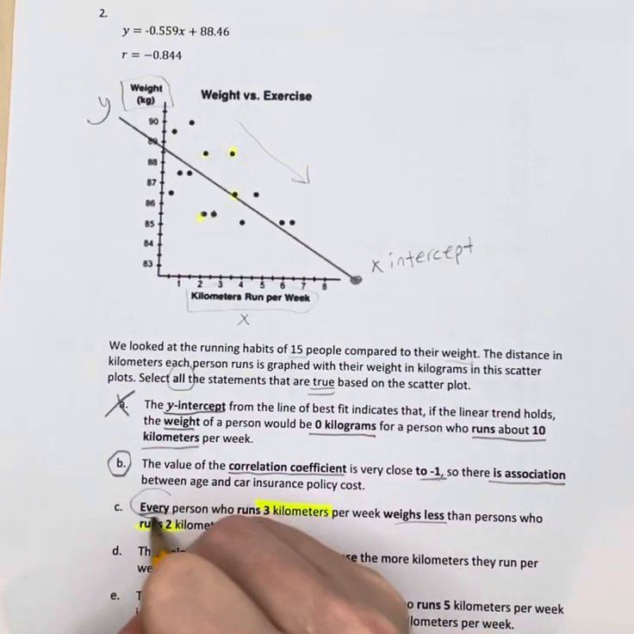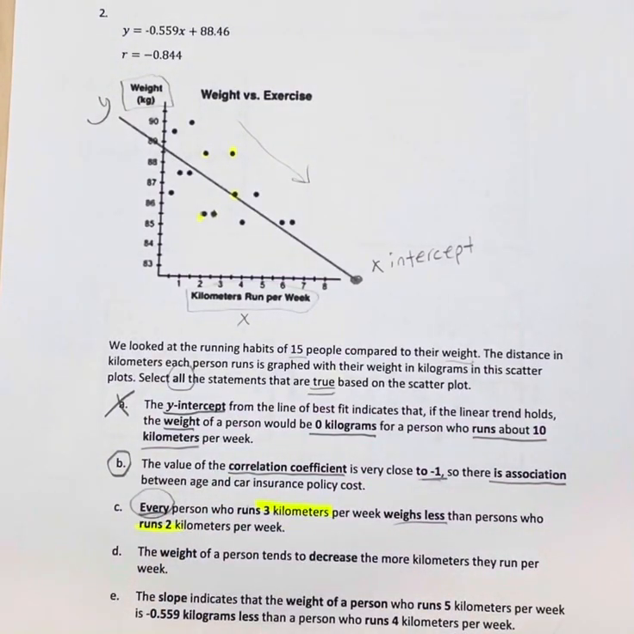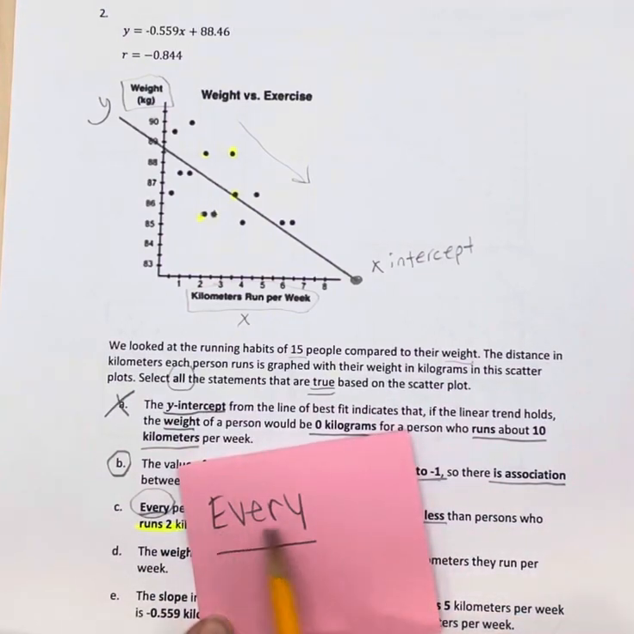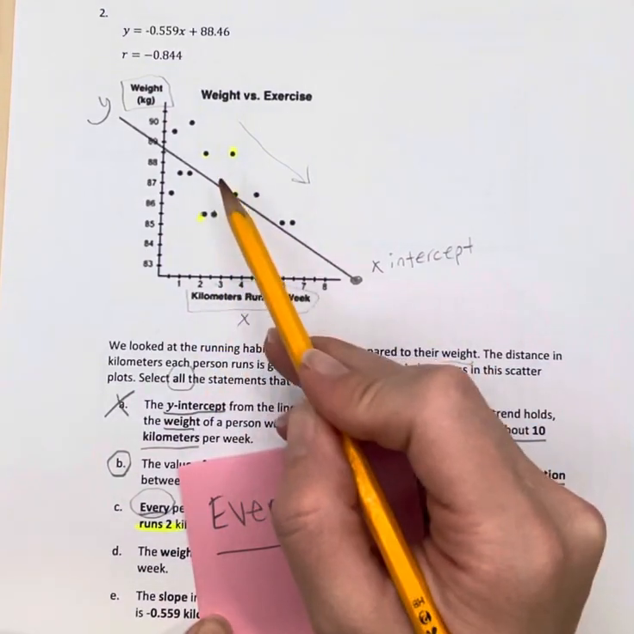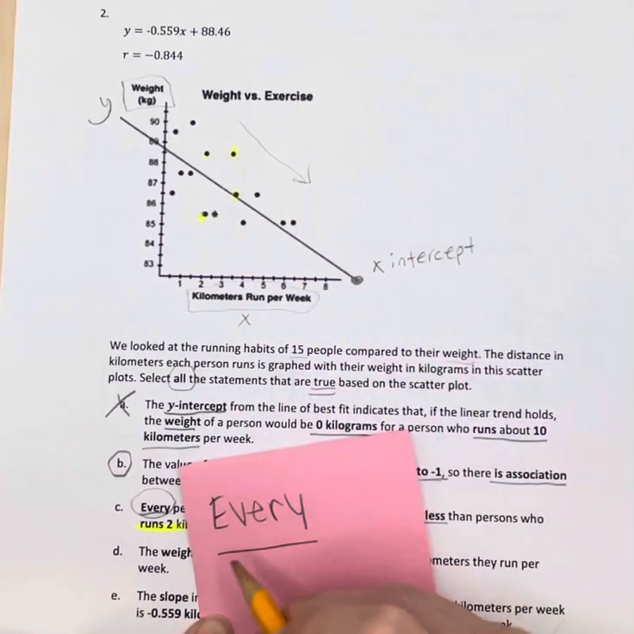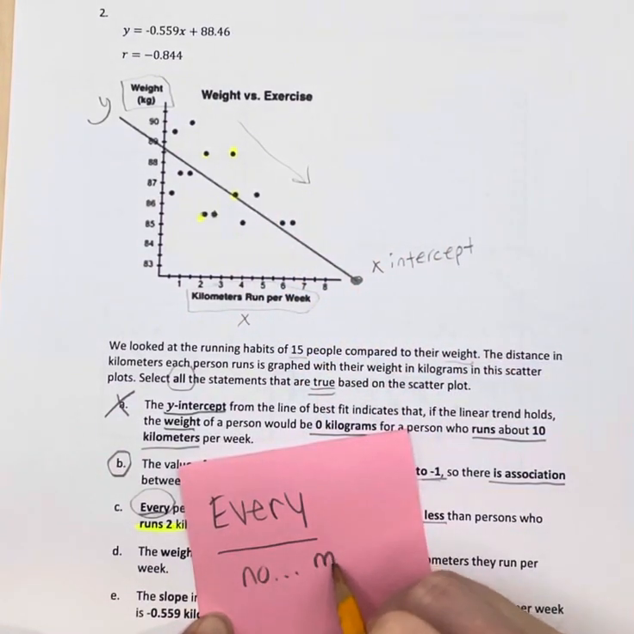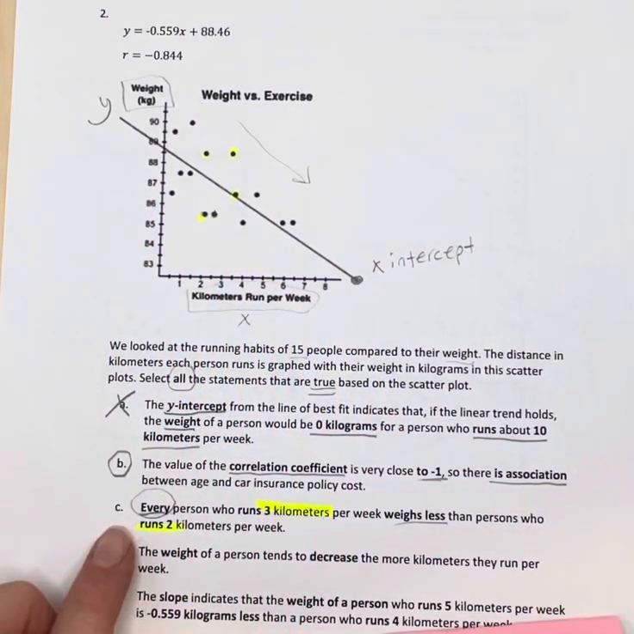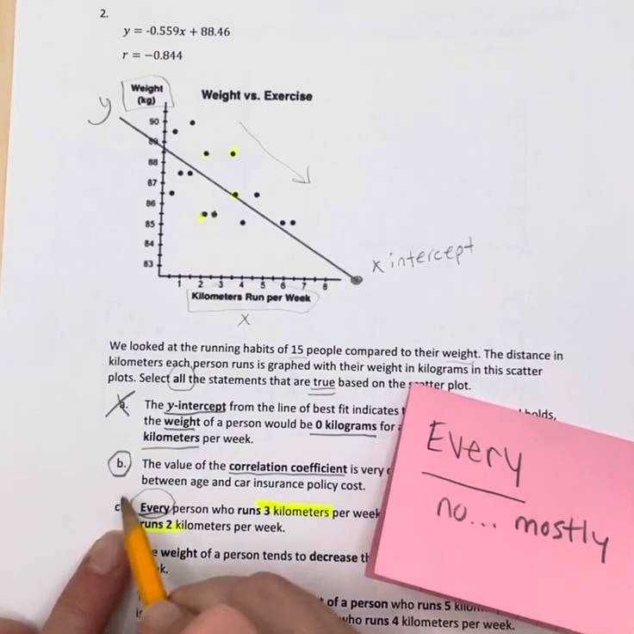The problem here is that it says every. Every is going to tell us here that it's certain, always. No, it's mostly. Mostly it's going down, not every. So this statement here is false.